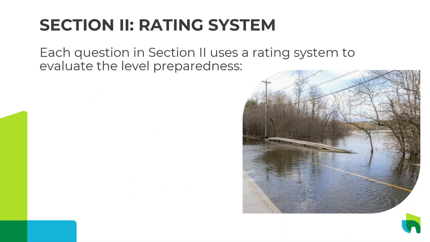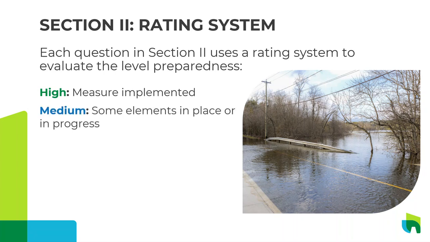Each question in Section 2 uses a qualitative scale to rate flood preparedness. Please note that the rating system here is the inverse of Section 1 on flood exposure. In Section 2, high indicates that the measure has been implemented and the municipality is considered prepared. Medium reflects that some elements of the measure are in place or are in progress. Low means the measure has not been implemented, so the municipality is currently unprepared.